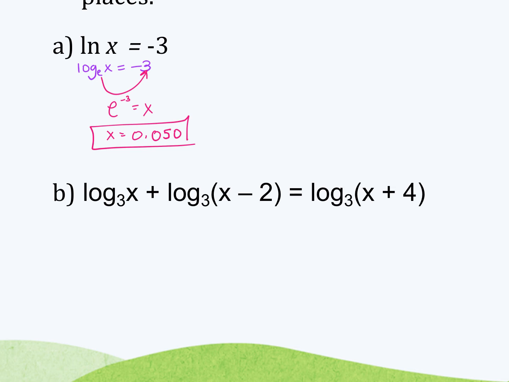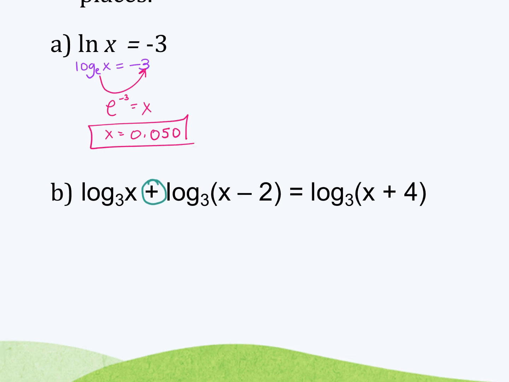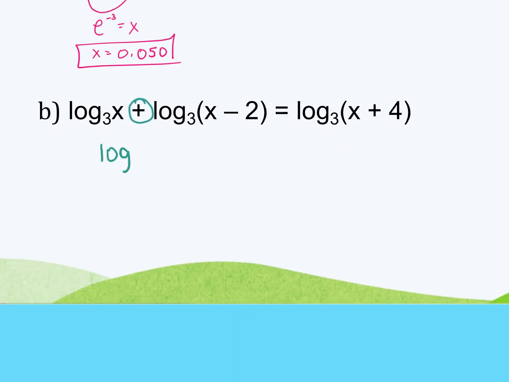And we go to B. What's happening here? I have to condense it. So on the left-hand side, the condensing happens, the plus is there, which means what when I condense? Good. So I'd end up with log base 3 of x times x minus 2 equals log base 3 of x plus 4.